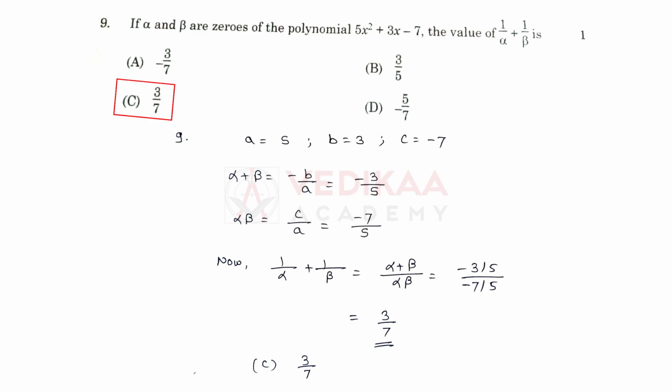Now, it is asked to calculate 1 upon alpha plus 1 upon beta. So, that is nothing but alpha plus beta upon alpha beta. So, you just simplify that thing. You will get alpha plus beta upon alpha beta. And if you substitute the above values, you will get the required value as 3 upon 7. So, the correct option is C, 3 upon 7.